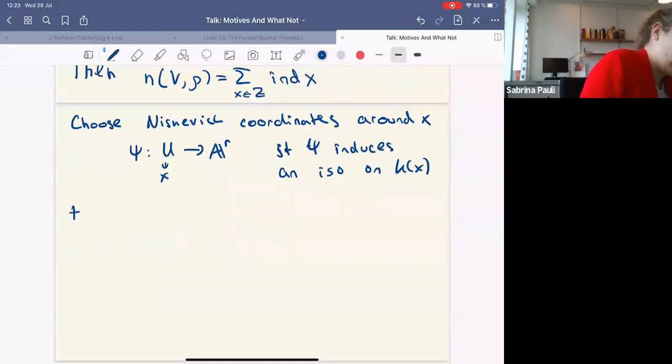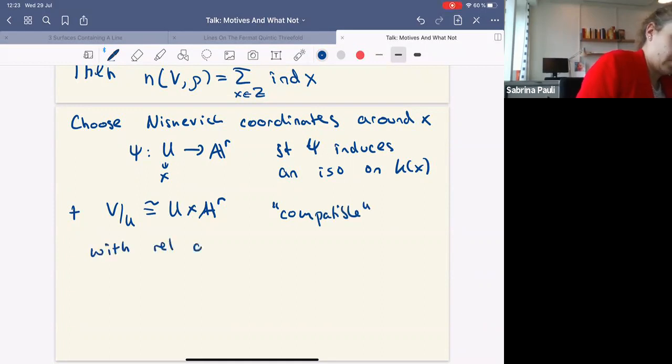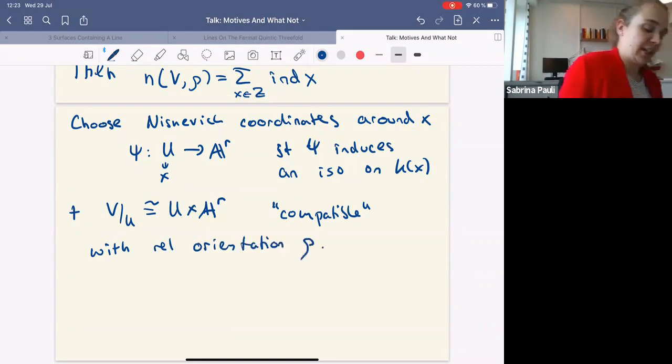And let's choose a trivialization of our vector bundle. And this should be compatible, both those coordinates and this trivialization, with our relative orientation. Let me just say in words what this means.